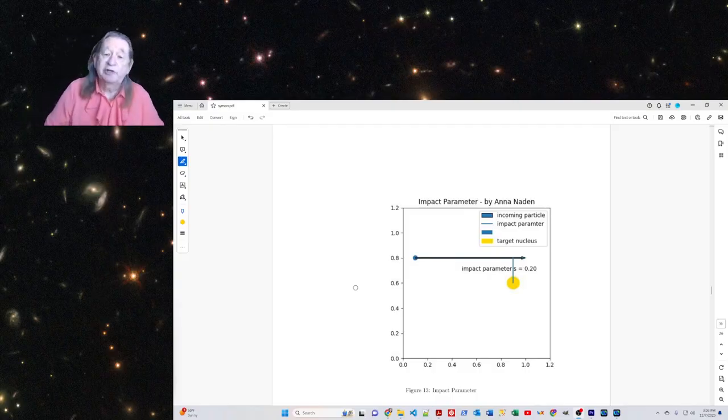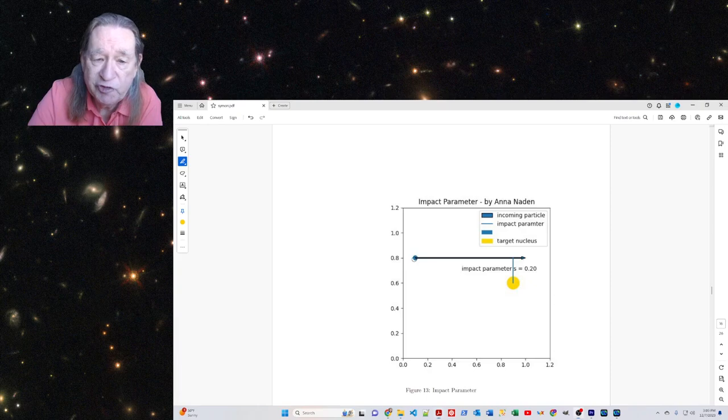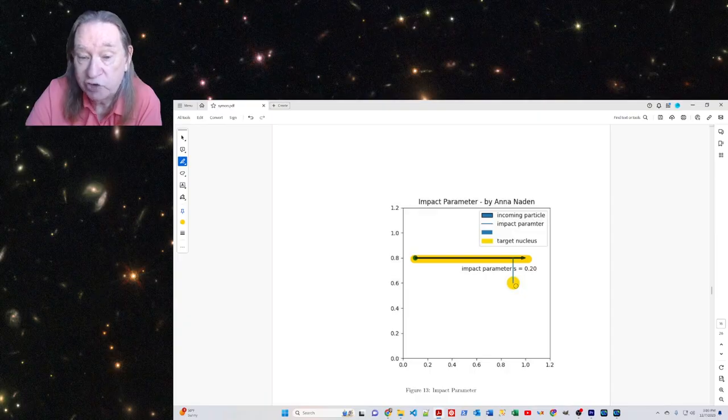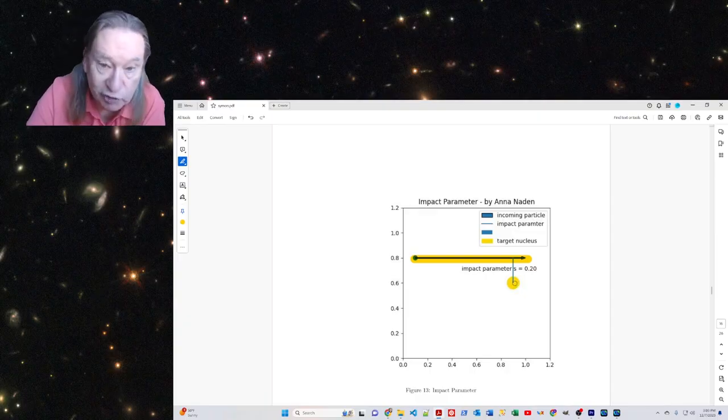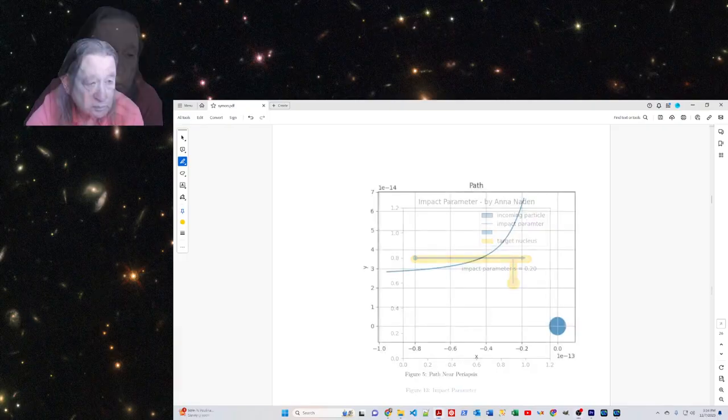To get the simulations started, you have to give what's called the impact parameter. And I've shown that in this figure here. This is the path the alpha particle would take if it were not charged, if there were no forces deflecting it. As you can see, if it just went in a straight line, that's Newton's first law of motion. When there's no forces, things move in a straight line. It would pass within a distance, this distance right here from the nucleus. This is called the impact parameter, and in this illustration it's equal to 0.2.